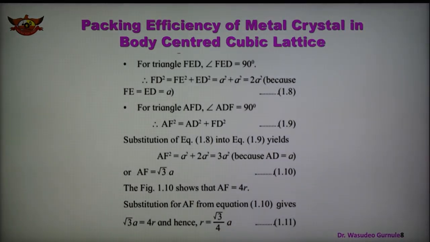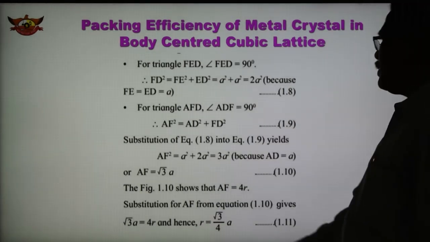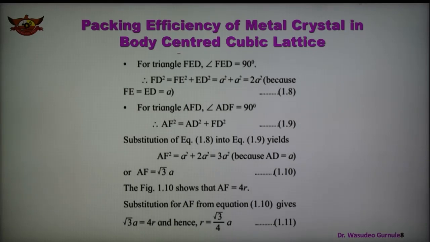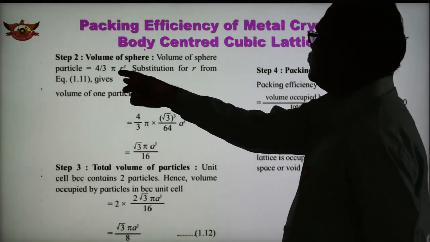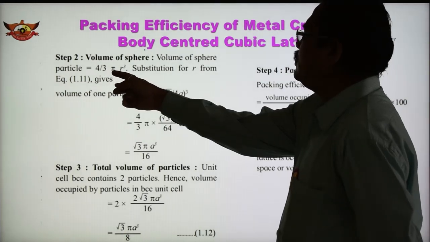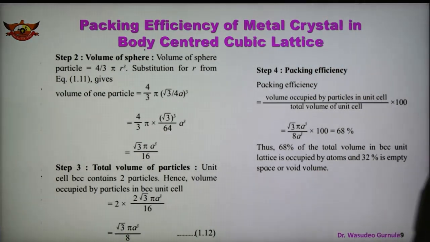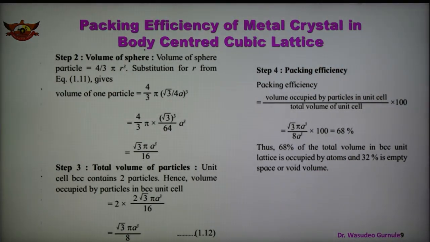So R is the radius. तो इस टाइप से radius of sphere can be calculated. So this is the first step. Now second step is volume of sphere. The volume of sphere of particle is 4 by 3 pi R cube. Substitute the R from the equation.